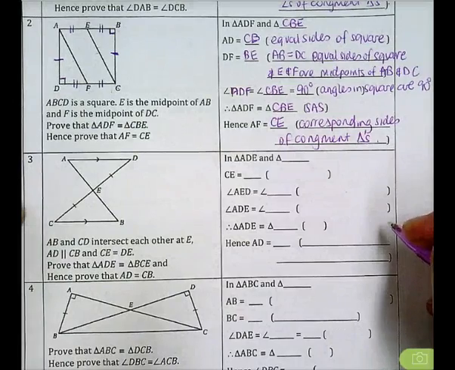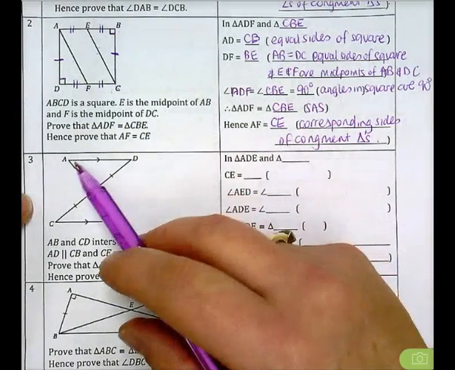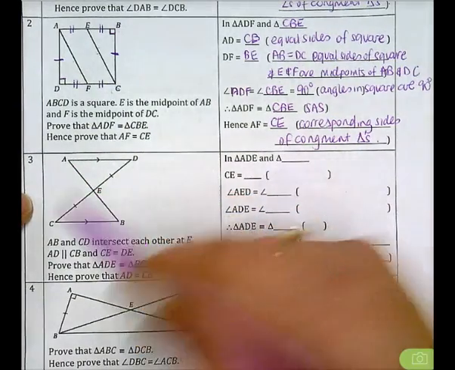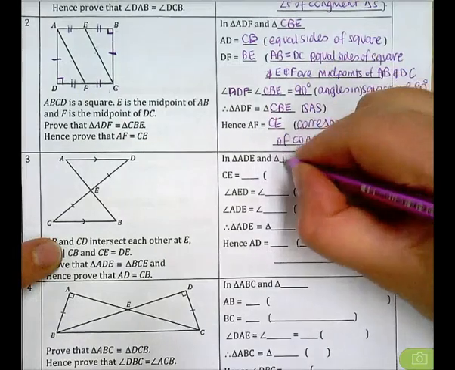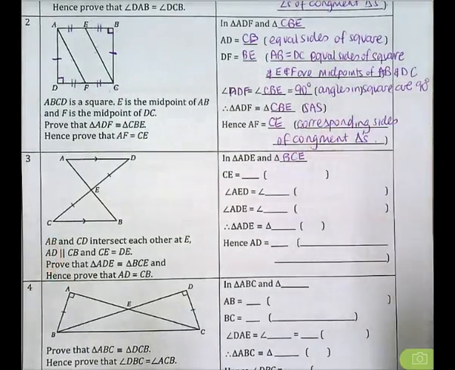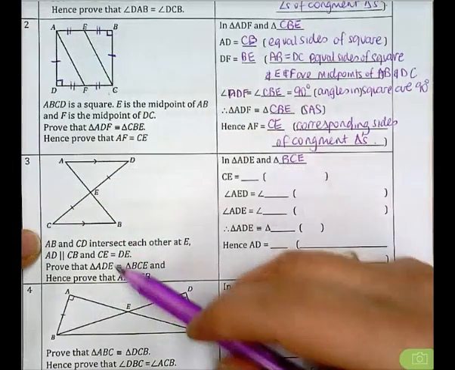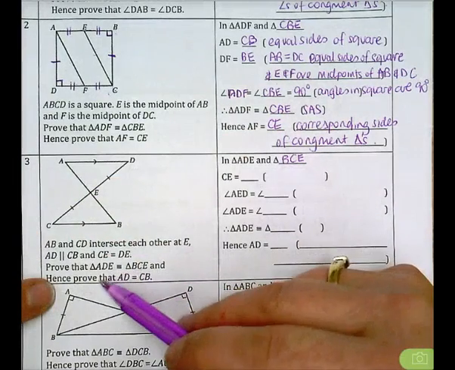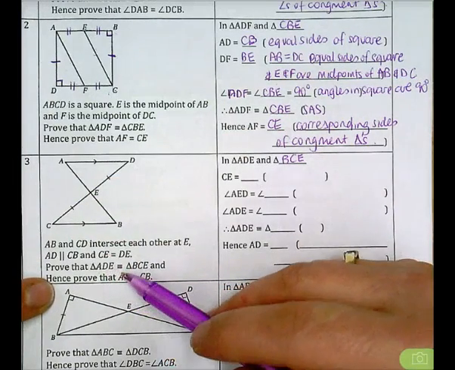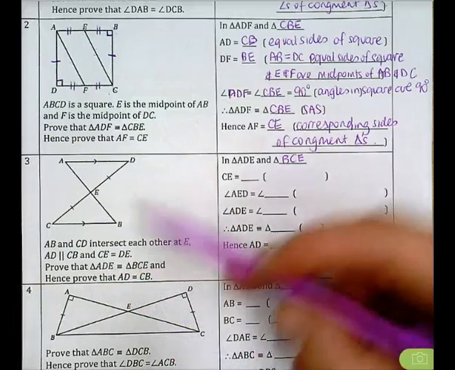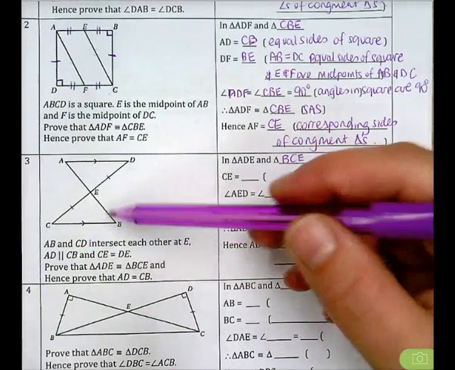Okay, let's identify the triangles first. So we've got triangle ADE, and I'm just going to have a guess at the order, and I'm going to say triangle BCE. Actually, we'll just write the order that's given down here, that we have to prove that triangle ADE is congruent to triangle BCE. We should also actually read the information.